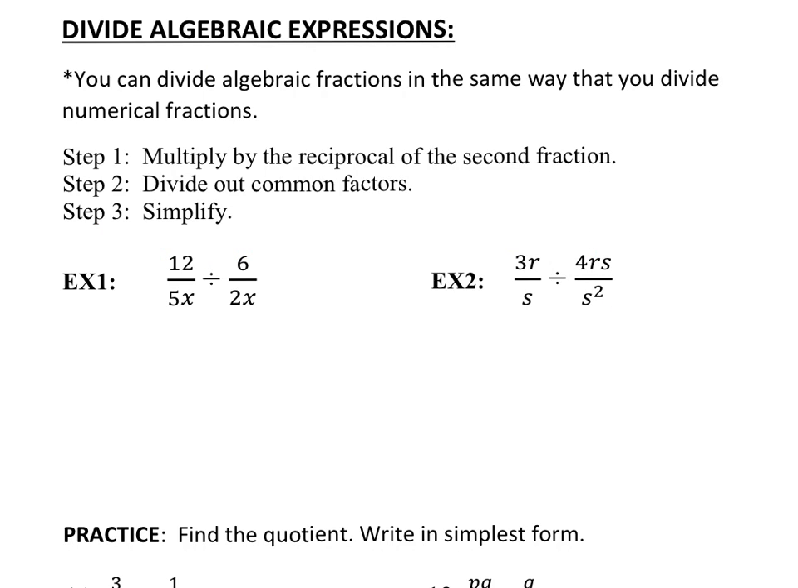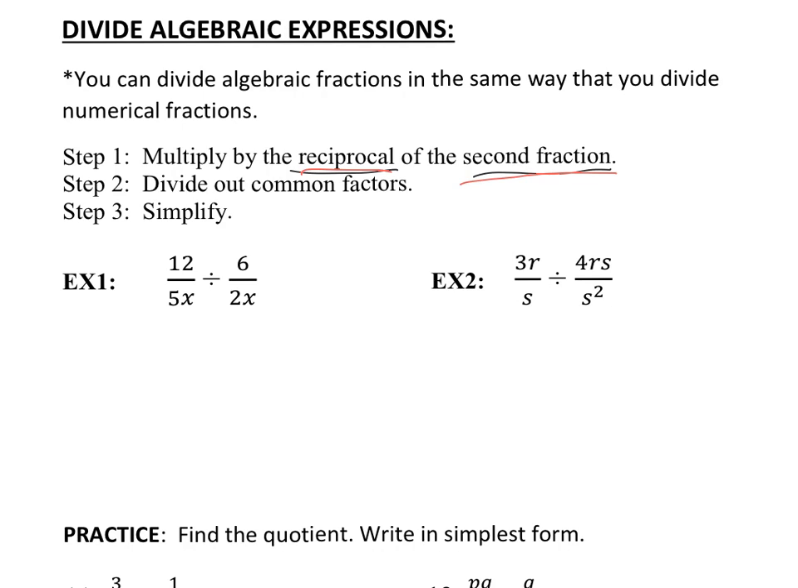Now, in our last section, we are dividing algebraic expressions. You can divide an algebraic fraction the same way that you would divide numeric fractions. Step 1, you multiply by the reciprocal of the second fraction. So again, we can still multiply by the reciprocal, but only of the second fraction. Step 2, divide out common factors as well as simplify.